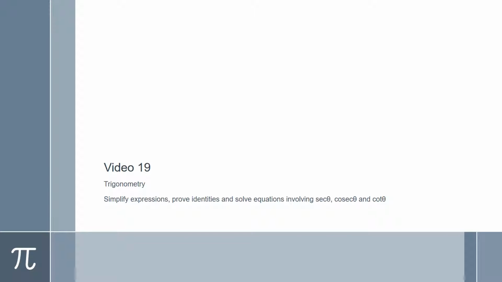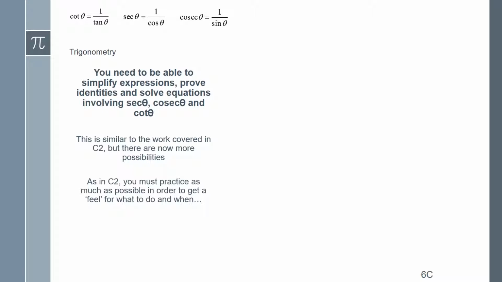Trigonometry, simplifying expressions, proving identities, solving equations involving sec, cosec and cot theta. This is similar to some of the work you covered in C2, but there's just lots more possibilities now. As in C2, you must practice as much as possible in order to get a feel for what to do and when to do it.